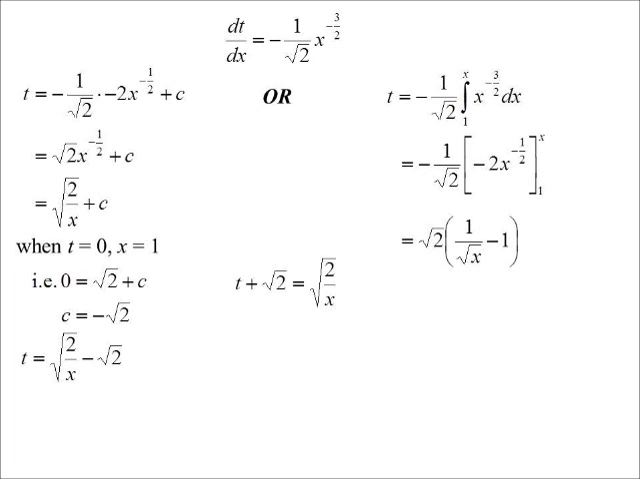Okay. Remember we're trying to make x the subject. So I've got t plus root 2 is root 2 on x. So 2 on x is t plus root 2 all squared. Turn it upside down, would be x on 2, but then multiplying by 2. And there's my formula: 2 on t plus root 2 all squared.